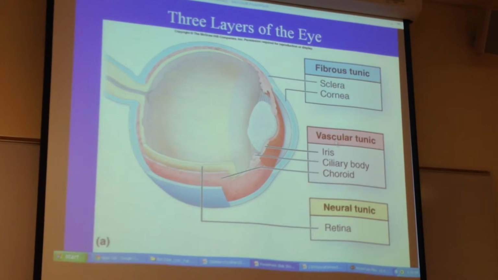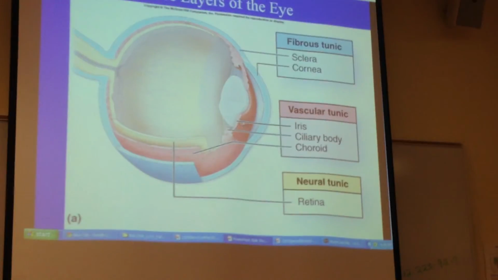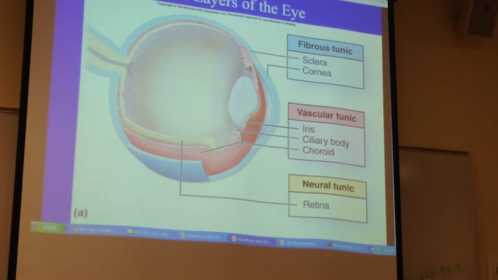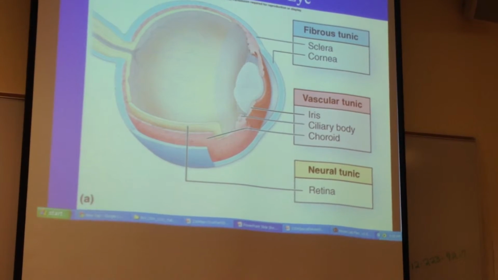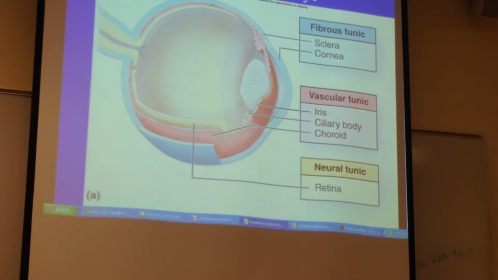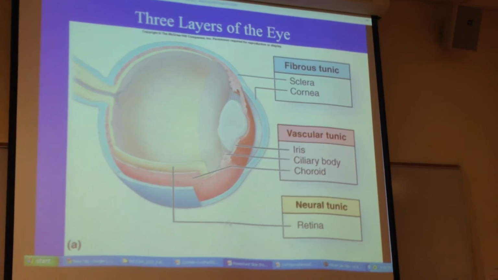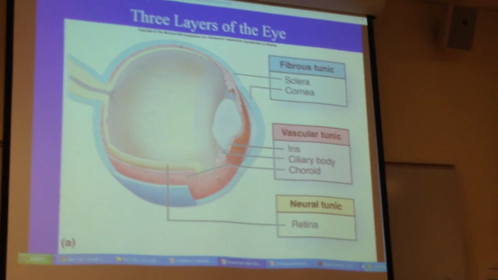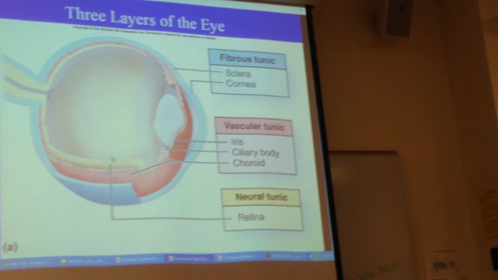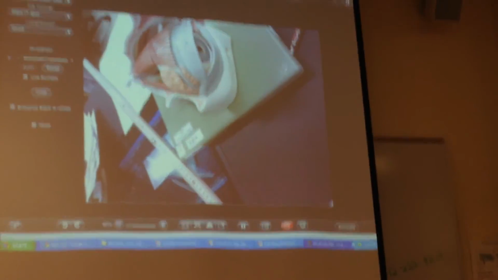And then the vascular tunic included three structures. This structure, which is the colored part of the eye, the iris. This structure right here, the ciliary body. And then this structure, which goes all the way to the back right here, the choroid of the eye. And then the last layer is going to be the neural tunic, and that includes the retina of the eye. So let's look at our model, and let's identify those structures here in our model.